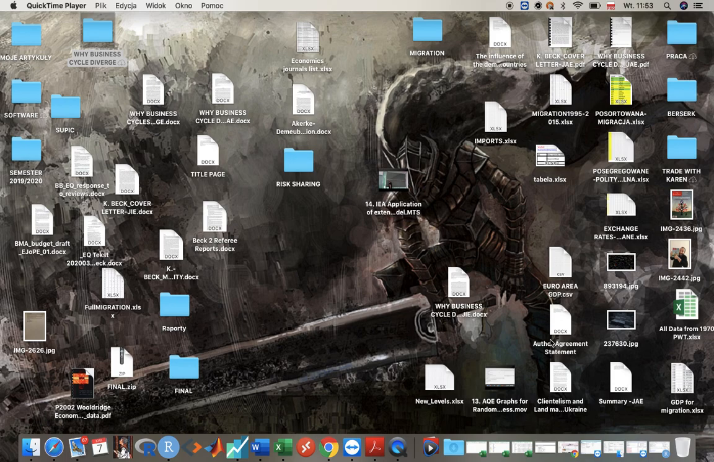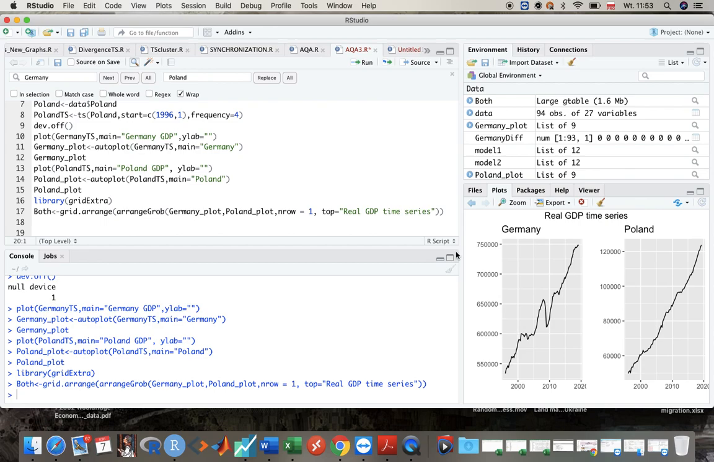Hi everyone. So we already said quite a lot about random walks with drift, trend stationary processes, and we discussed some basics of unit root tests.